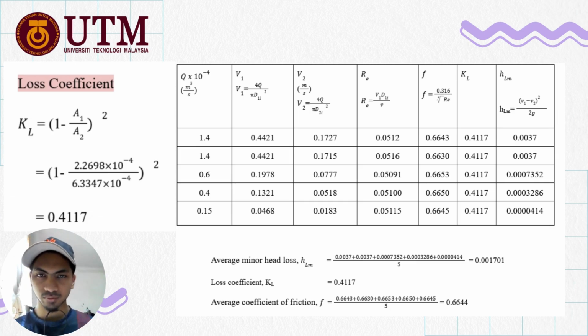That is the volume flow rate for each inlet and outlet. After that, we can get the RE and friction, where we use the Bacillus formula, and after that we can get the HLM. So after we get all the information, we must total it up and divide the total sum by 5 to get the average of minor heat loss (HLM), loss coefficient KL, and average coefficient of friction F.